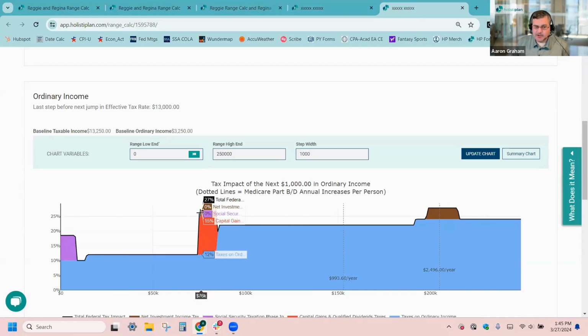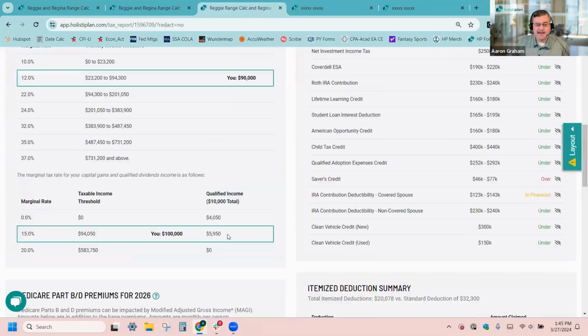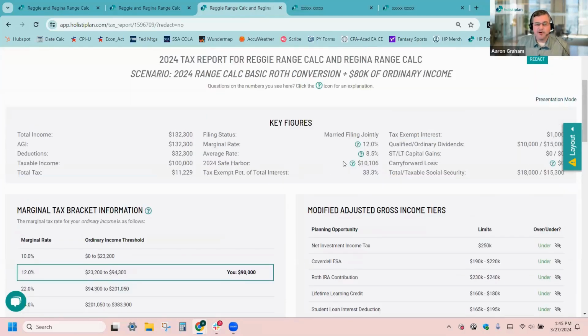Again, this red chunk right here, this certain segment of income from 74 to 84 or 85 roughly, that $10,000 chunk, that's the chunk that has the effective rate of 27%, not the entire amount of income. And that's best illustrated here: this $80,000 where the effective rate on this $5,900 was 27%. But when we look at the overall cumulative number, their average rate is 8.5%. Their effective rate is 11%.